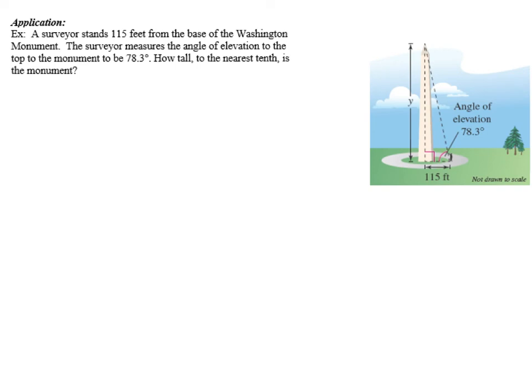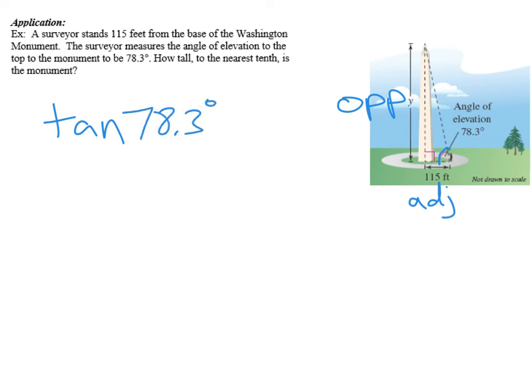Here's my angle of 78.3 degrees. The height of the Washington Monument looks to be the opposite side, and 115 is the adjacent. So once I see opposite and adjacent, I can tell you tangent is the trig function I'm looking for. Calling the height of the Washington Monument Y, and the distance from the base is 115.